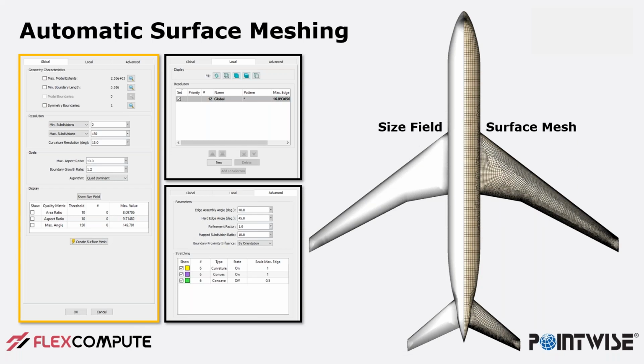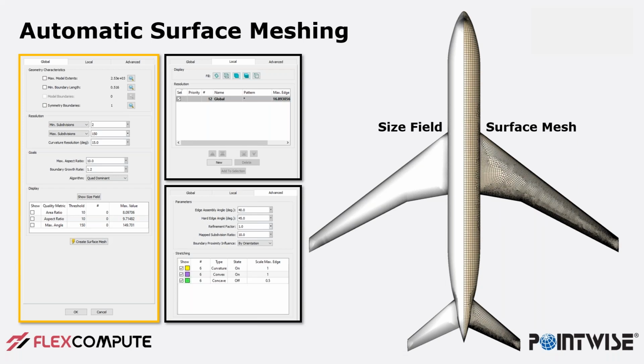In this tab, you can get a sense for the geometry characteristics, the extents, symmetry boundaries, any gaps or cracks in the surface. You can set the resolution of the mesh, some goals that you want the mesh to be able to achieve, and even examine grid quality from in this tab.